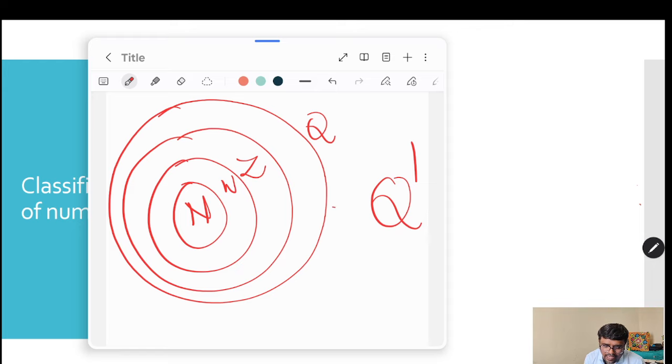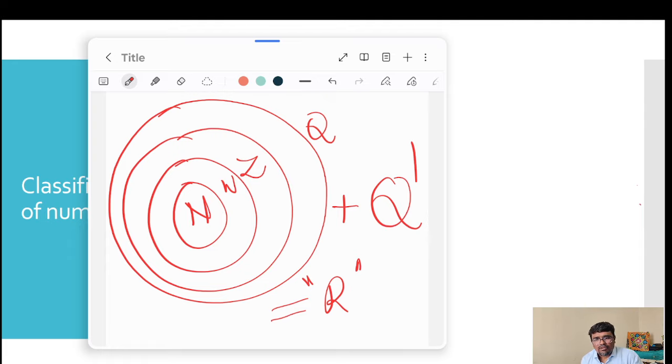Okay. If we add these two together, all the rational numbers and all the irrational numbers together, that big set is known as the real numbers. So when I say real numbers, they include all these sets. That means every natural number is a real number, every whole number is a real number, every integer is a real number, even all the rational numbers are also real numbers, all the irrational numbers are also real numbers. So real numbers include all these numbers. Real numbers are the combination of all the sets.